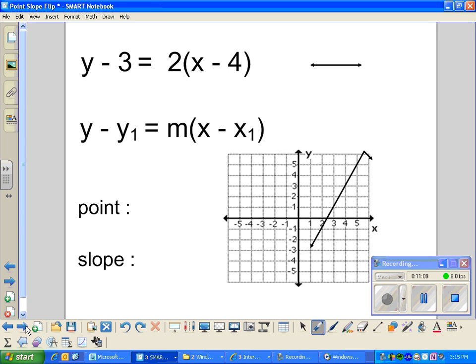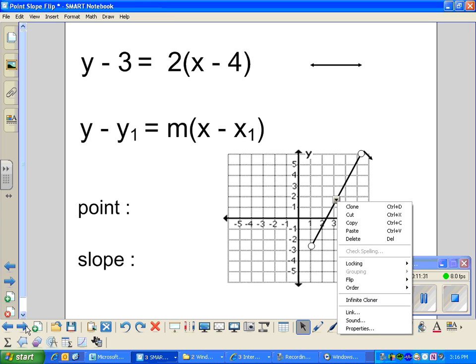Okay, so now if I give you an equation in point slope form, I want you to be able to look at that equation and graph it. You can do that because when you recognize an equation in point slope form, you know you have your slope and your point, and you know how to graph it.